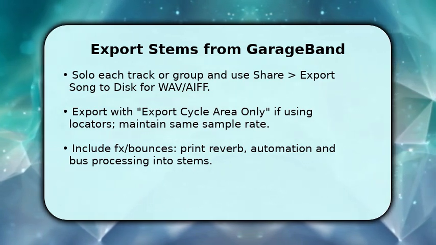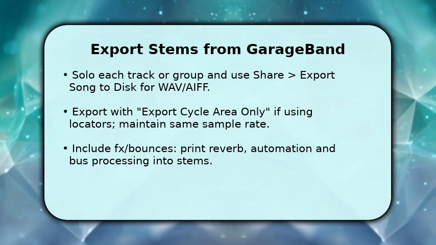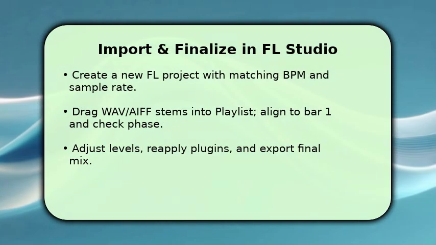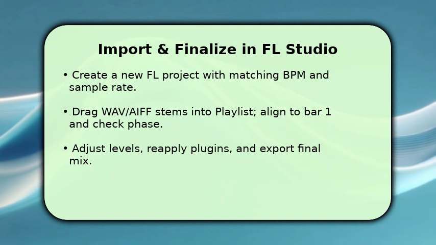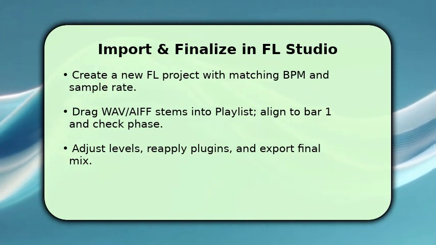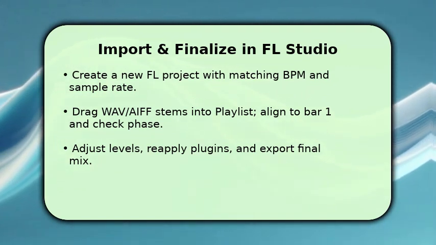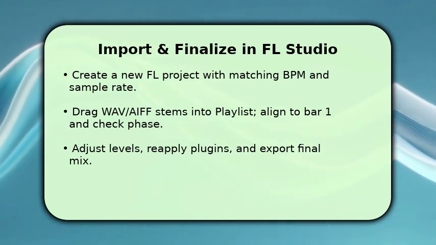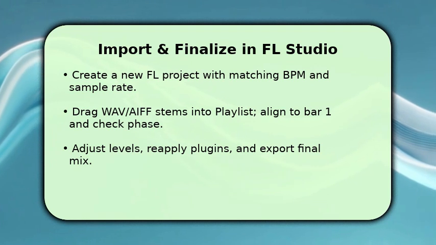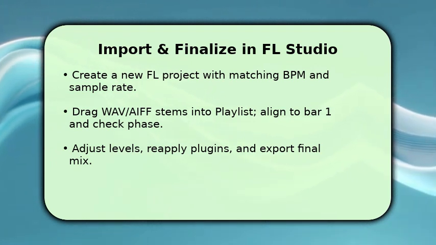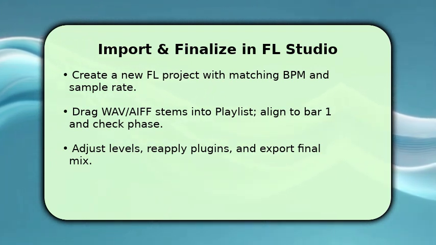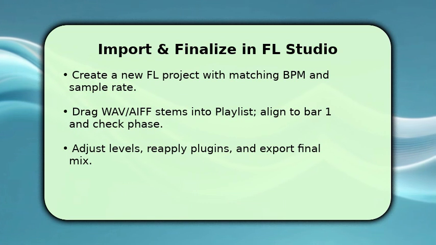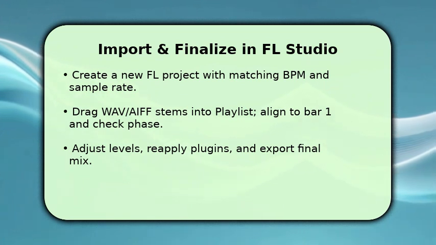Open FL Studio, set the project tempo and sample rate to match GarageBand, then drag your exported WAV or AIF stems into the playlist starting at bar 1. Make sure each stem lines up precisely. Zoom and verify transients and phase alignment. From here, rebalance levels, reinsert effects or instrument plugins you prefer, and route stems to mixer channels for processing. When finished, render your final mix.